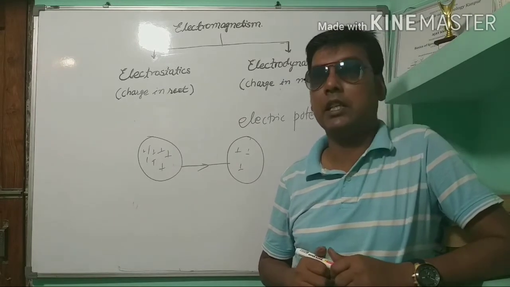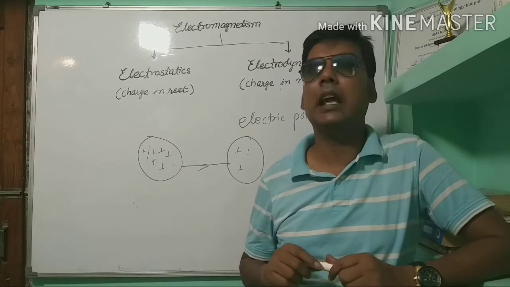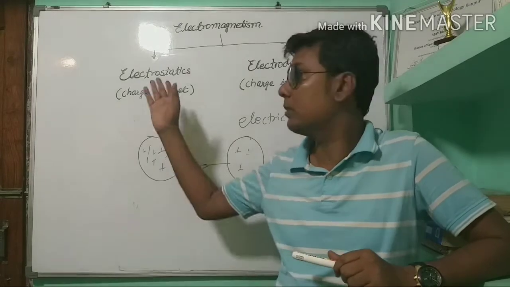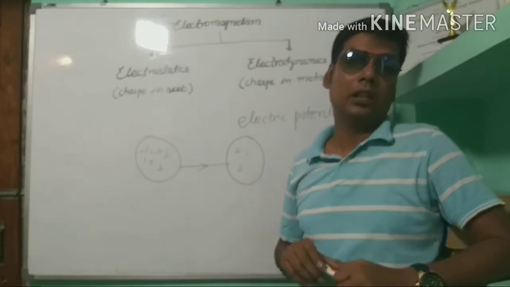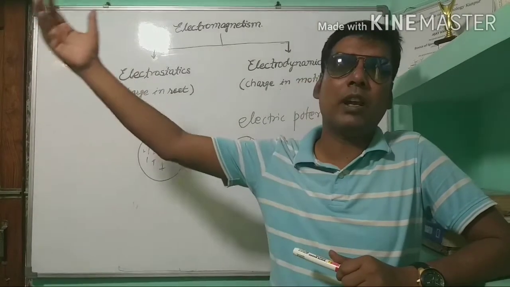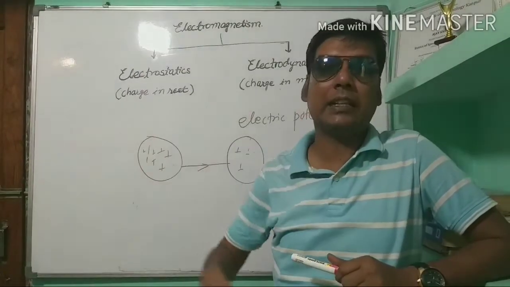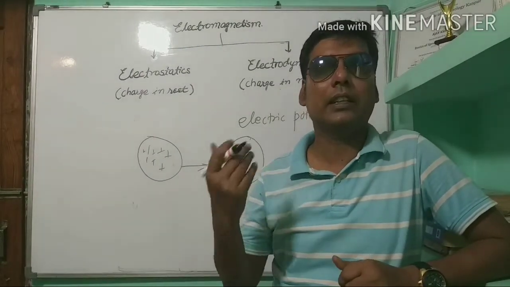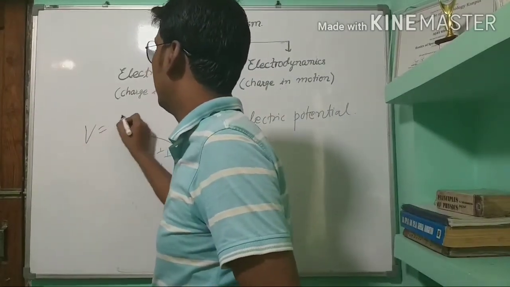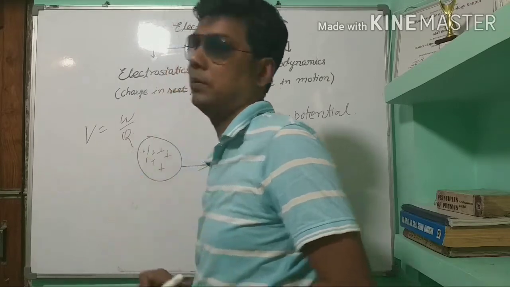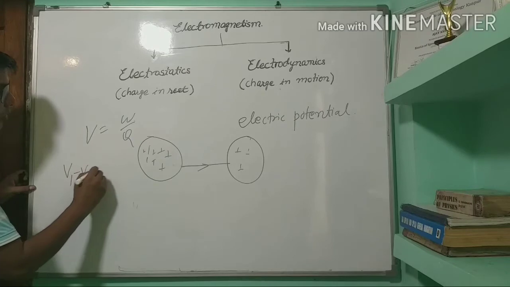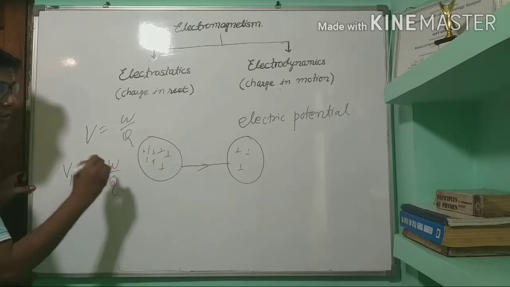In the previous lecture, we have studied about electric potential. What is electric potential? We have studied in electrostatics in the previous topic. The amount of work done to bring a unit positive charge from infinity to a certain point within an electric field is called electric potential. So, electric potential V is equal to W by Q, or potential difference V1 minus V2 is equal to W by Q.